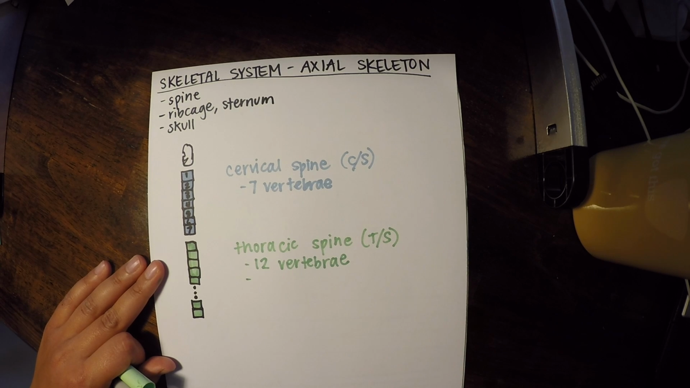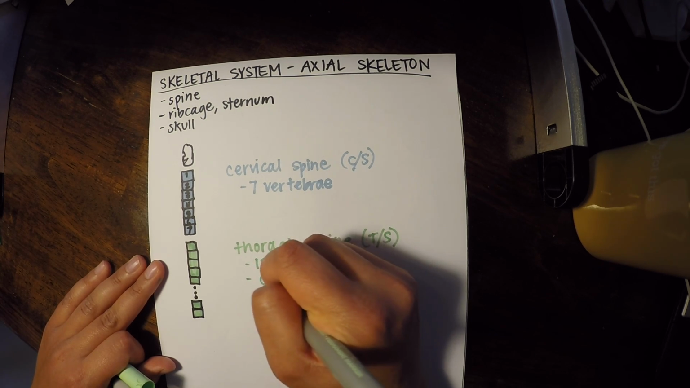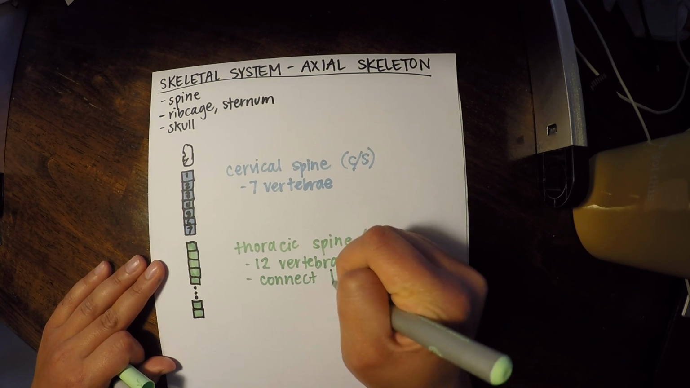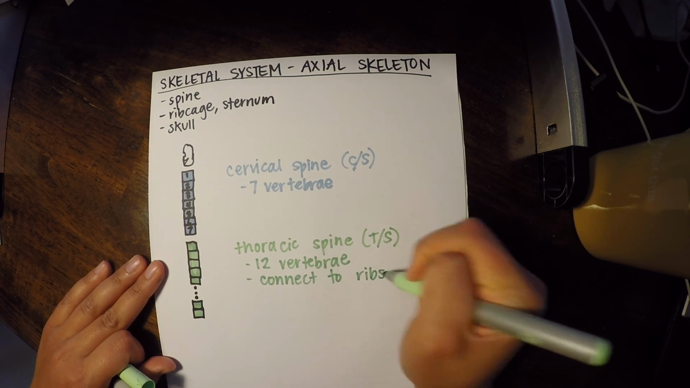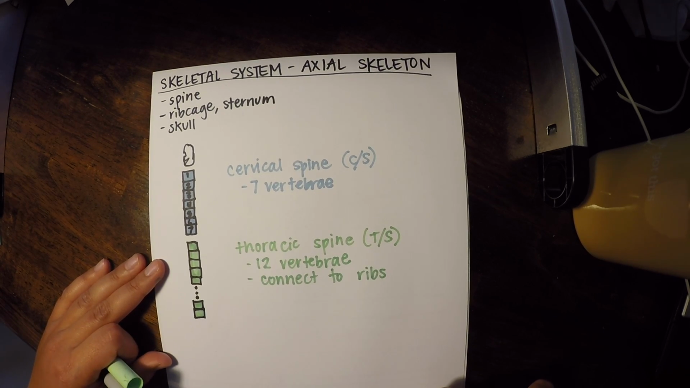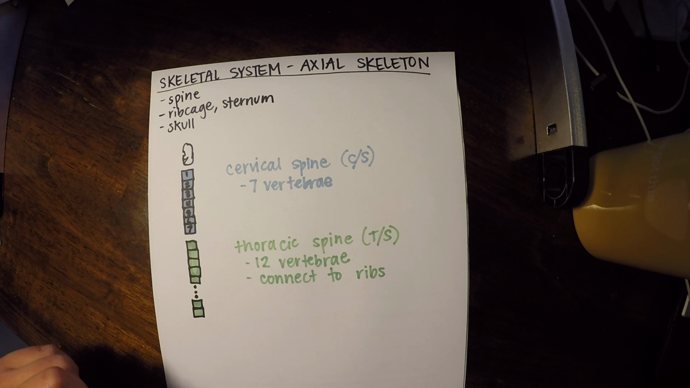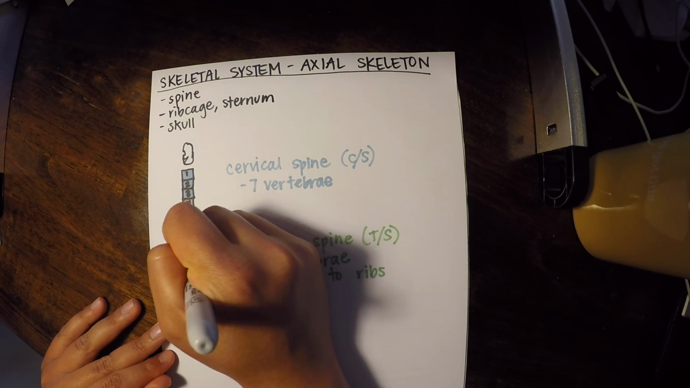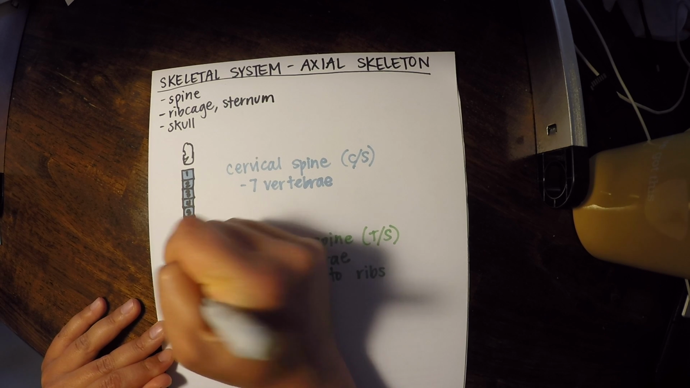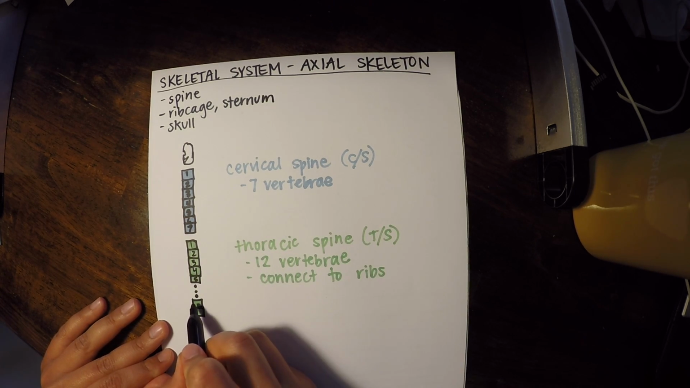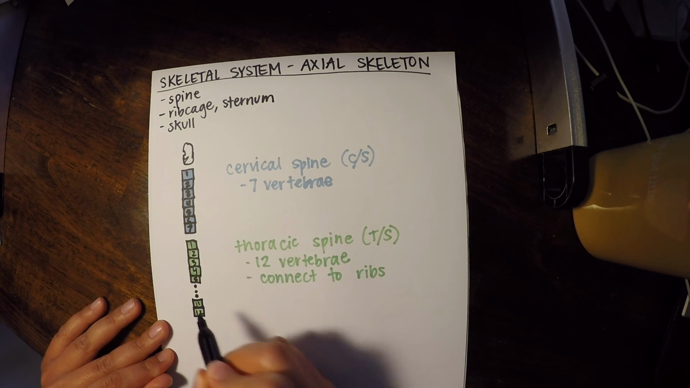and they are connected to ribs. And we'll see how the ribs are connected to the vertebrae a little bit more as we move forward. Now let me number these out. And I'm just going to say, going down to our last ones, number 11 and 12.